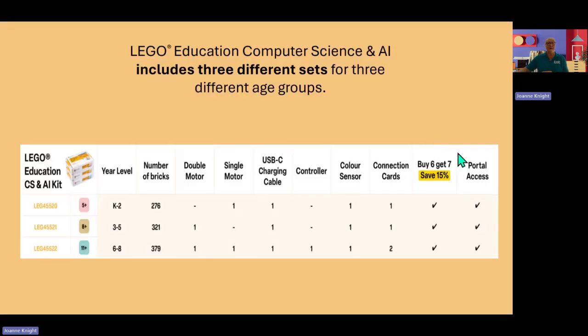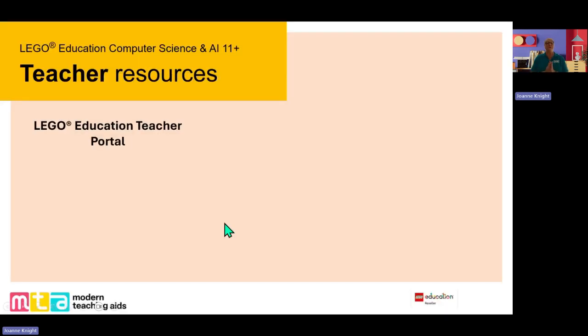Here is the components of each kit. There are 3 kits, the 5+, the 8+, and the 11+, and each one of these kits obviously has different number of bricks, different hardware. I thought that you would like to have a look at that and see what's included in each one of the kits. Now, the beautiful thing about this is the teacher portal is all free, and I'm going to show you the teacher portal in a minute, but I just wanted to let you know what's in the teacher portal.